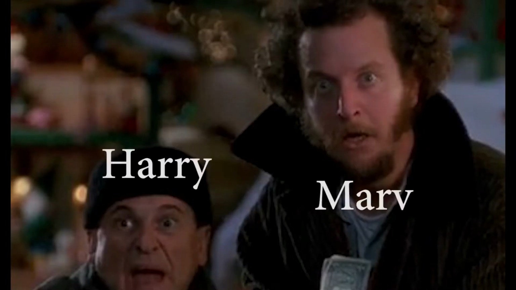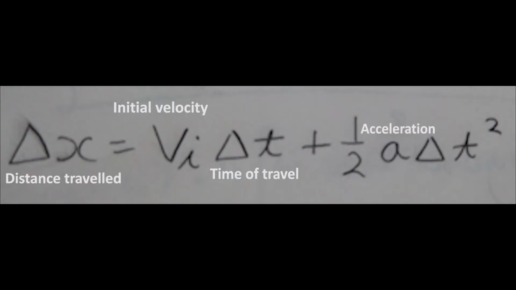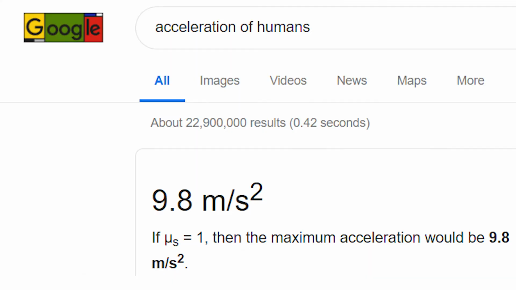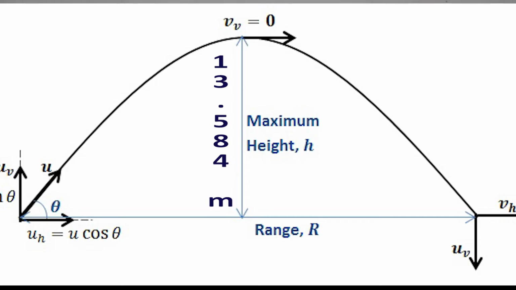I will analyze the scene of Marv, who jumps on the lever, and Harry, who jumps up because of Marv. How heavy would Marv have to be in order for Harry to jump for so long? First, we calculated the amount of time Harry takes to fall from his maximum height, which is approximately 1.665 seconds. I used the equation: delta x is equal to the initial velocity times delta t plus 1/2 times the acceleration and delta t squared. The initial velocity at his maximum height is 0, and the acceleration of humans on the Earth is approximately 9.8 meters per second squared. The calculations add up to 13.584 meters. This is how high Harry flew up to.